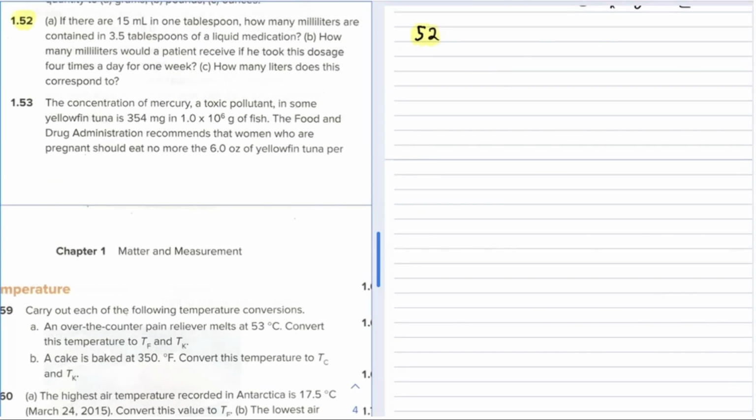So problem number 52. If there are 15 milliliters in 1 tablespoon, how many milliliters are contained in 3.5 tablespoons of some liquid medication? And then part B, how many milliliters would a patient receive if he took this dosage 4 times a day for 1 week? And then part C, how many liters does this correspond to? So one question at a time. Let's start with A.